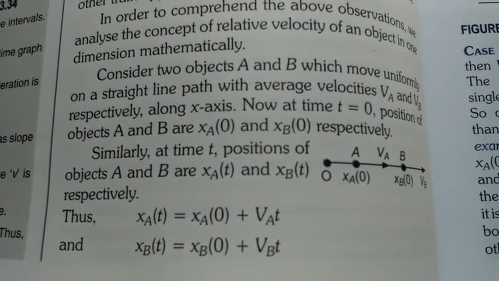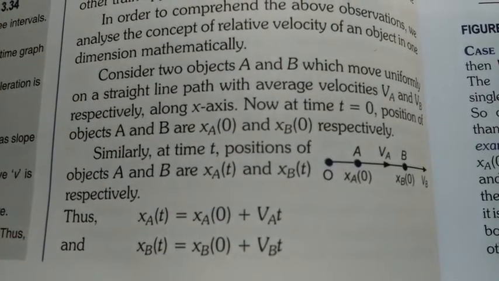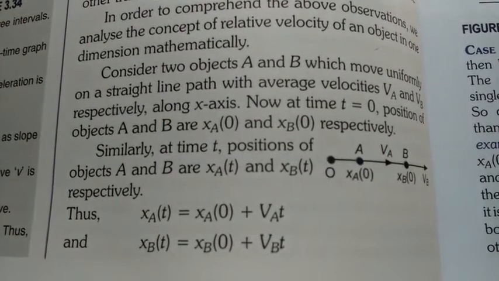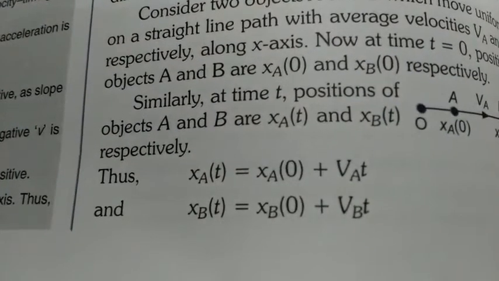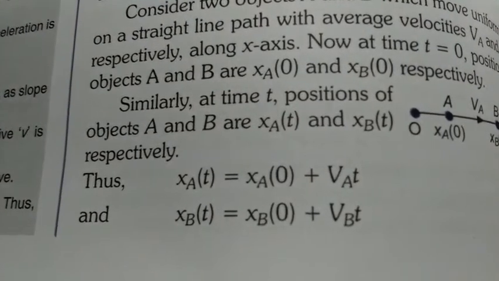Now consider we have two objects A and B which are moving uniformly in a straight line, and their velocities are VA and VB respectively. So here you can see after time t their positions can be given by these equations.